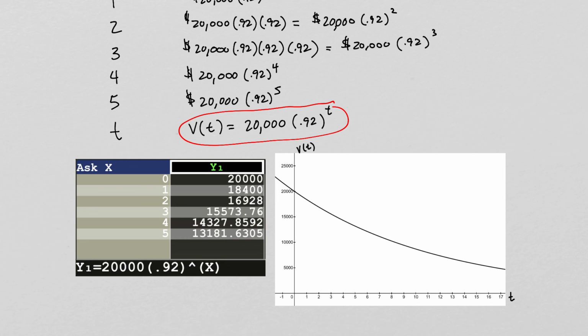So exponential functions are extremely useful. They occur a whole lot in the real world, and we should make sure that we understand how to use them and apply them to real-world examples.